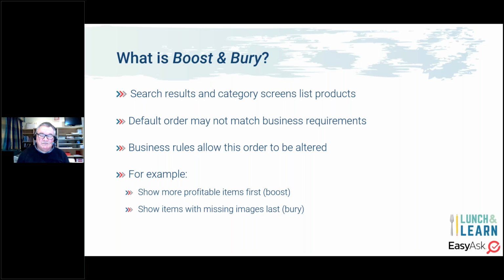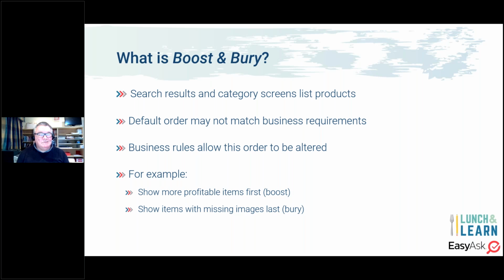As a storefront customer, you have an EasyAsk search engine, and EasyAsk is controlling the search results and the order of those results, and also the order of the products on your category screens. But that default order might not match exactly your business requirements. And so EasyAsk has a facility called Business Rules that allows you to bump products up or push products down within the context of the products being relevant to whatever has been asked for.